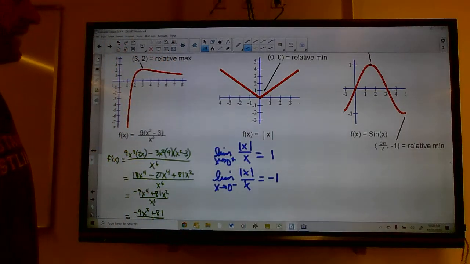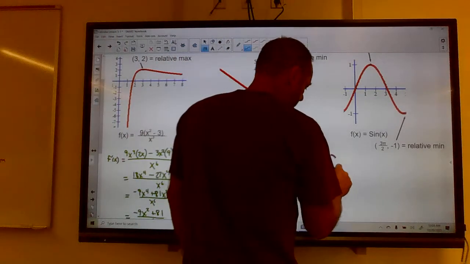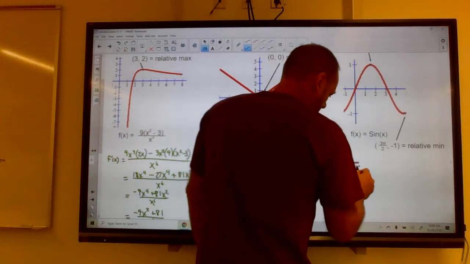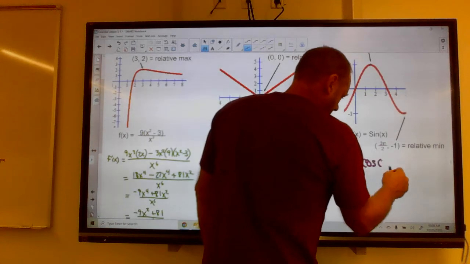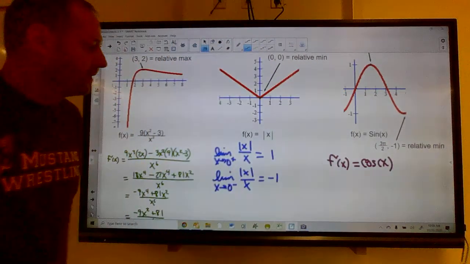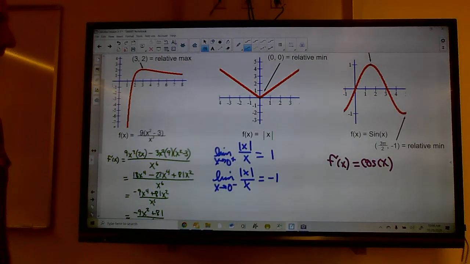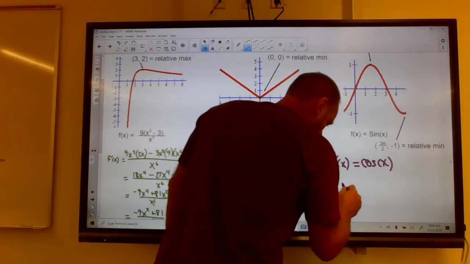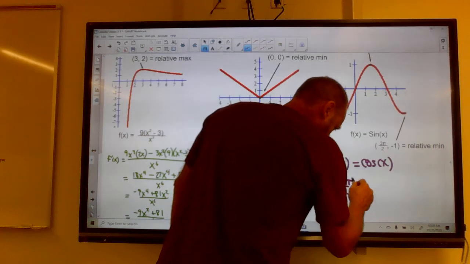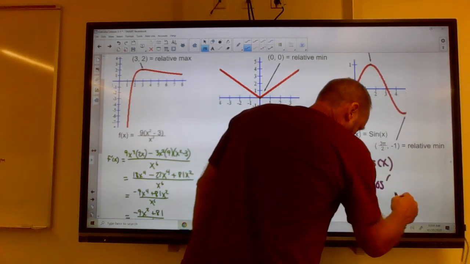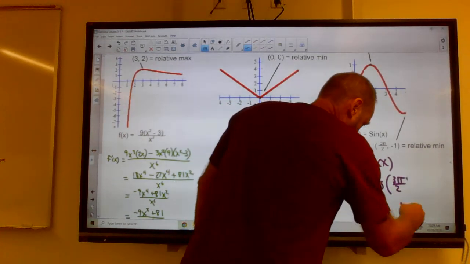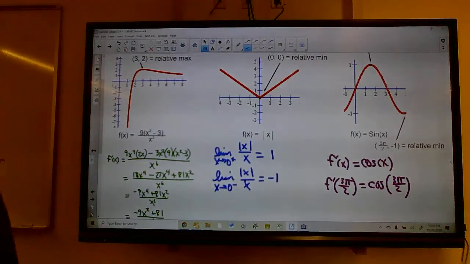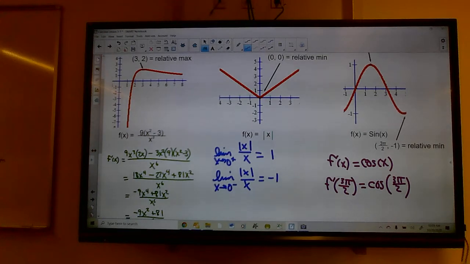f of x is sine x. All right, so if we take the derivative of this thing, f prime of x, derivative of sine is cosine. And we want to go ahead and plug in 3 pi over 2. So f prime of 3 pi over 2 is cosine 3 pi over 2. And that comes out to be 0.